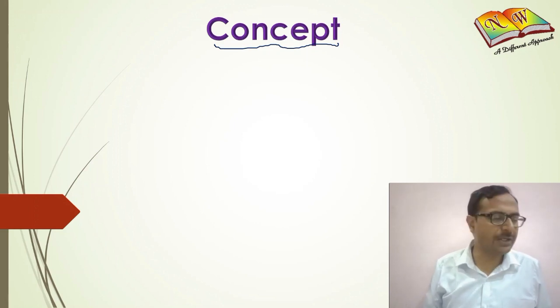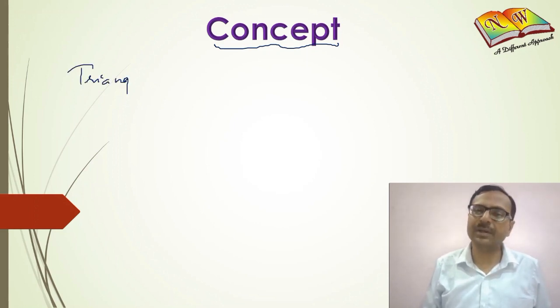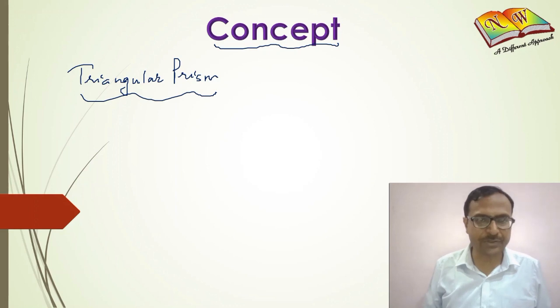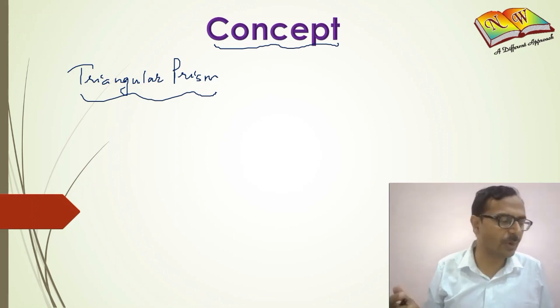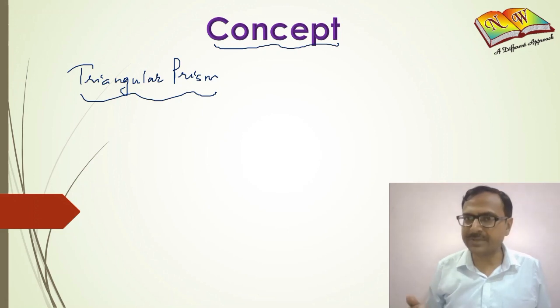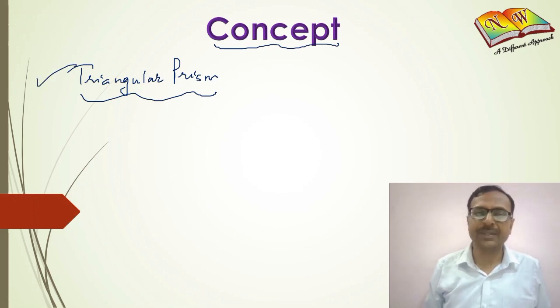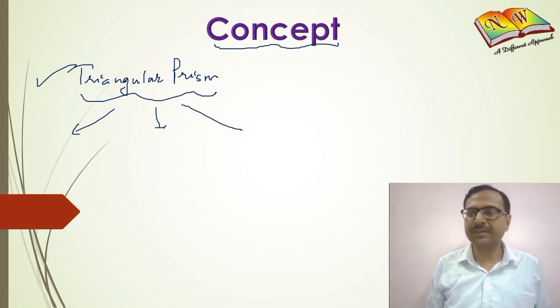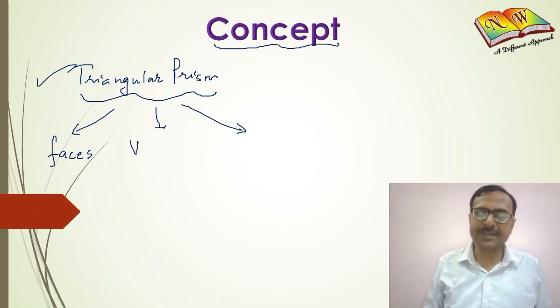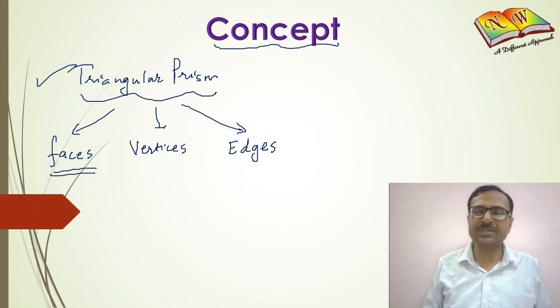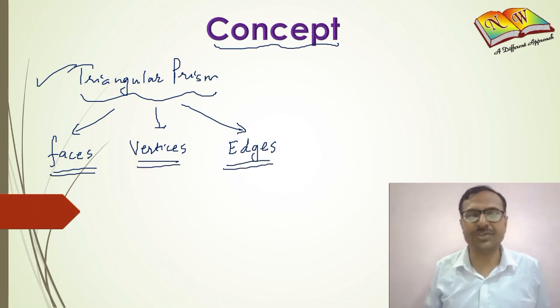Whenever you have a polyhedron like a triangular pyramid or a triangular prism or a pentagonal pyramid, or it can be a square prism, there are so many polyhedrons. They have three different things in them. One is the faces, that means the plane surfaces, the vertices, that means the corners, and the edges, that means the sides. So these three, that is faces, vertices and edges, the number differs in different types of polyhedrons.